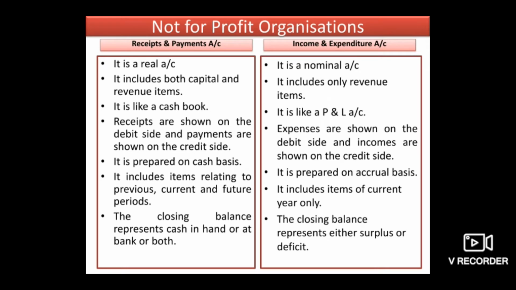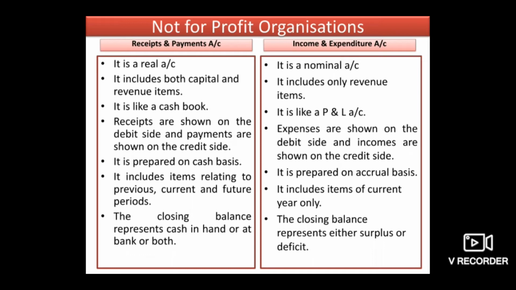Now we come to the differences between receipts and payments account and income and expenditure account. As we discussed in the earlier sessions, the receipts and payments account is a real account. It relates with transactions of assets. But income and expenditure account is a nominal account. Only revenue items, expenses and incomes, are taken here. And receipts and payments account includes both capital and revenue items. Income and expenditure account includes only revenue items.